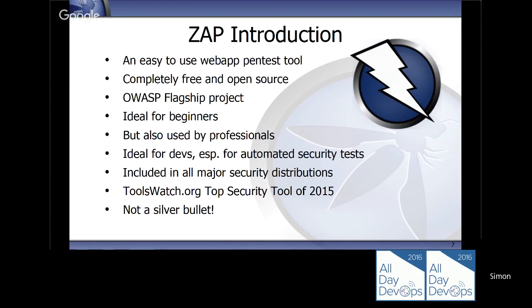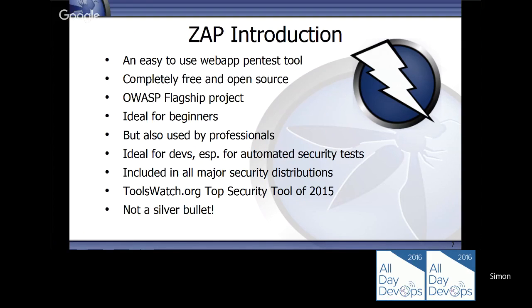We want ZAP to be a great tool for people learning about security. It's also got lots of advanced features which are used by security professionals. And it is ideal for automated security tests, which obviously I'm talking about today. It's included in all major security distributions like Kali, and there's a site called toolswatch.org which tracks all of the top security tools, and ZAP has been voted the top tool, or top 1 or 2 tools ever since the survey started, I believe. But it's worth stressing that in security there are no silver bullets, and therefore ZAP isn't one of them.